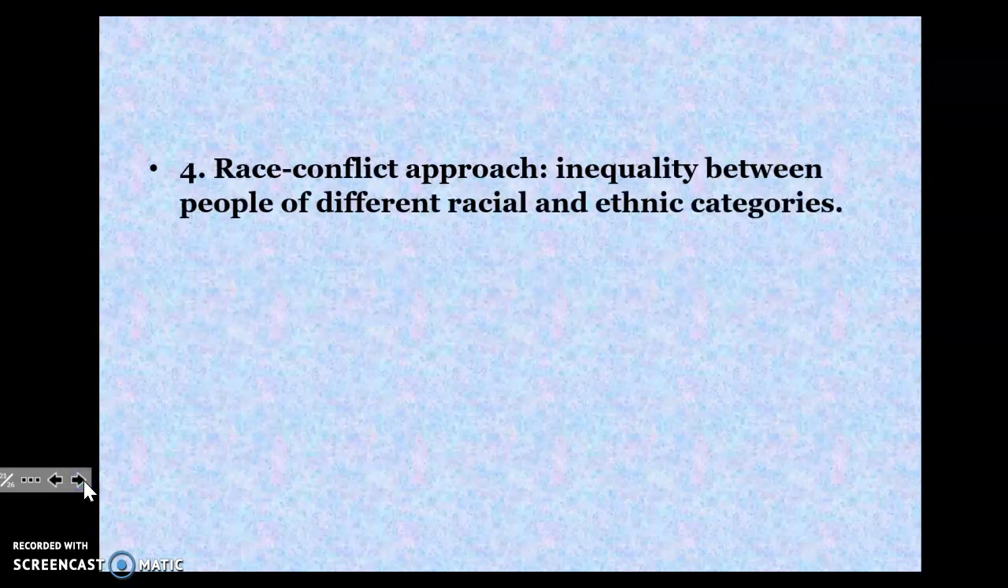These could also be race issues. Thinking about modern times and issues of equality and inequality. So any of these would be considered conflict approach issues.